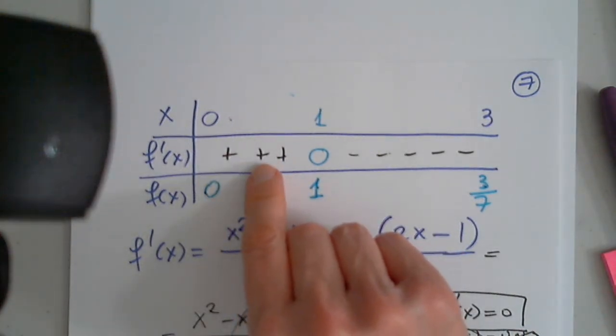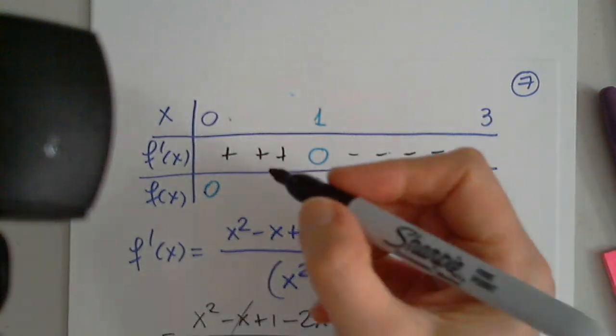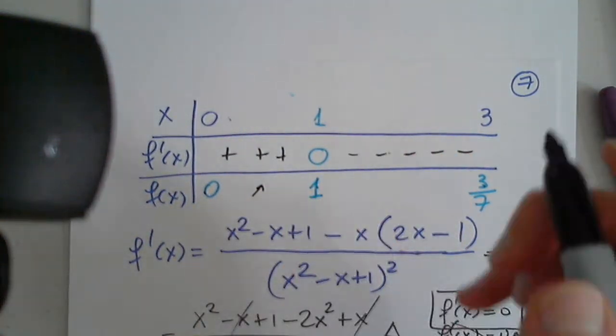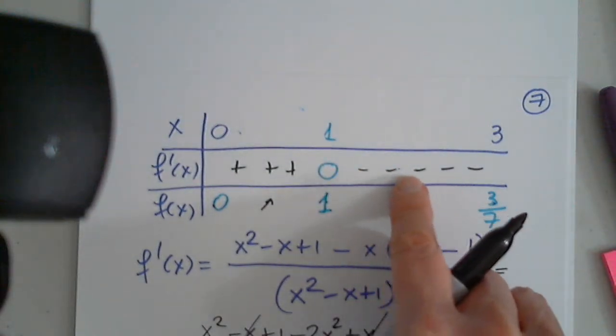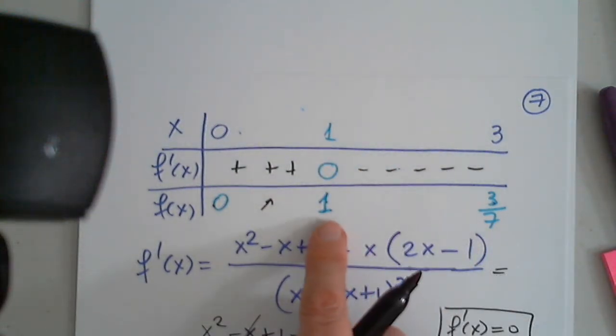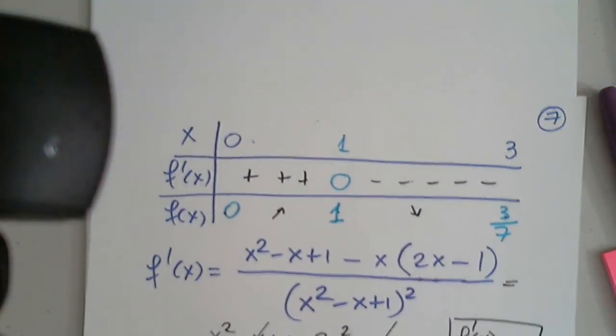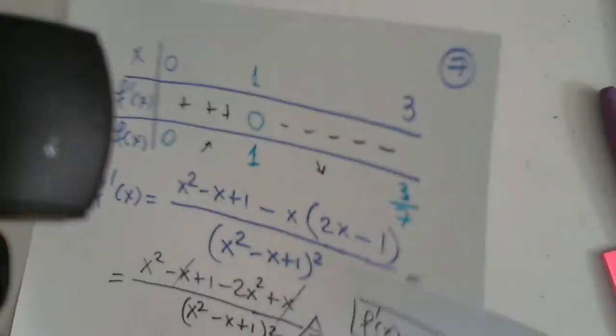What should the function do? Increase. Is that correct? Yes. Good. What should the function do here? Increase. Is it from 1 to 3 over 7? Yes. Perfect. Okay. So now, I am not graphing the function.